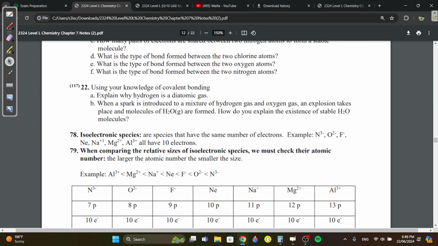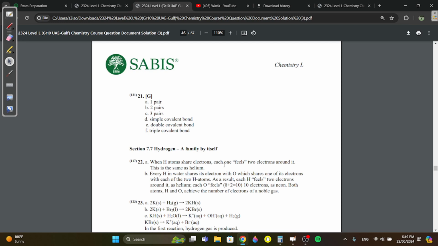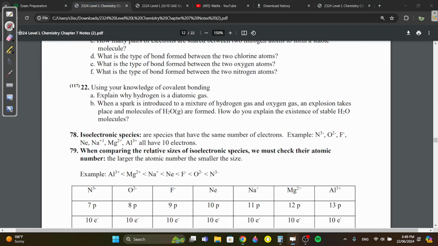Okay, using your knowledge of covalent bonding, explain why hydrogen is a diatomic gas. It should just be because it's a nonmetal. When H atoms share electrons, each one feels 2 electrons around it. This is the same as helium. Oh, okay. Why is it diatomic? Why is it 2? Okay.